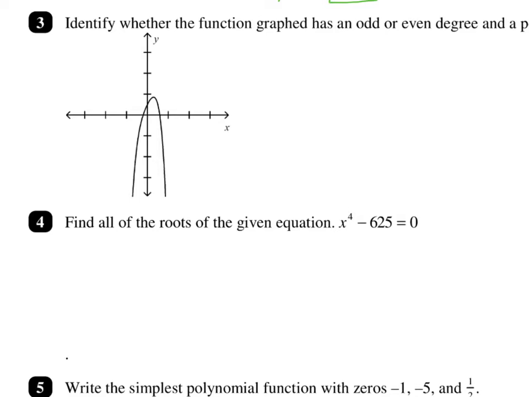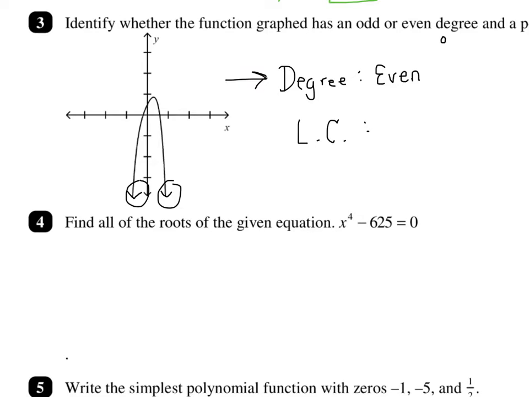Number 3, we have to talk about the degree, whether or not it's even or odd, and we have to talk about the leading coefficient. So I'm going to put arrows on this graph, and I noticed that both of the arrows point down. So since they point the same direction, the direction has to do with the degree. And when they point the same direction, then the degree is an even number. If they were to point opposite directions, then that would mean the degree was odd.